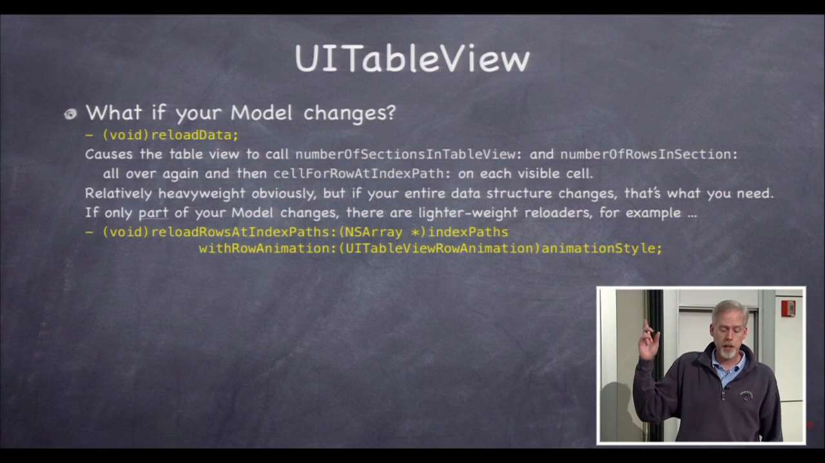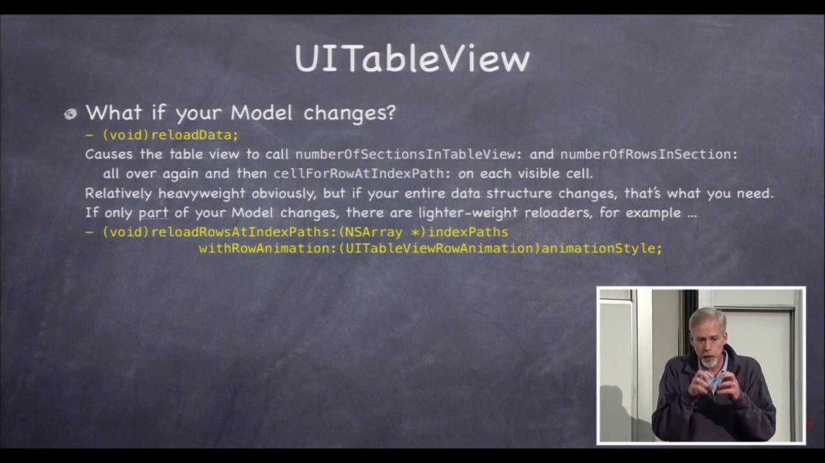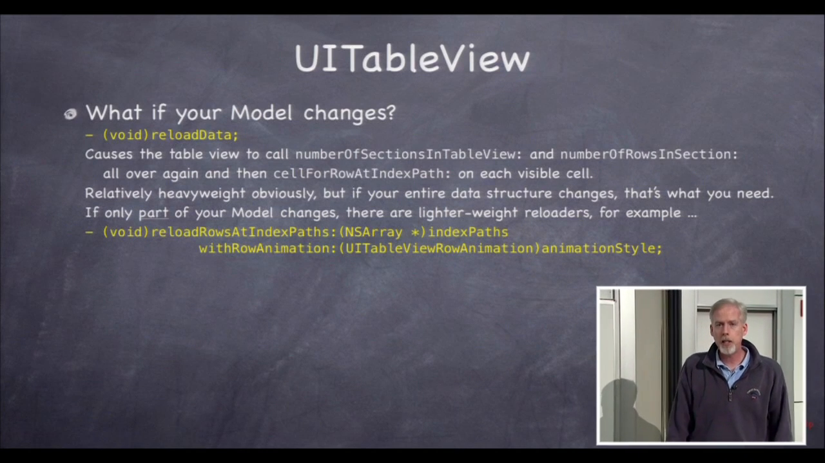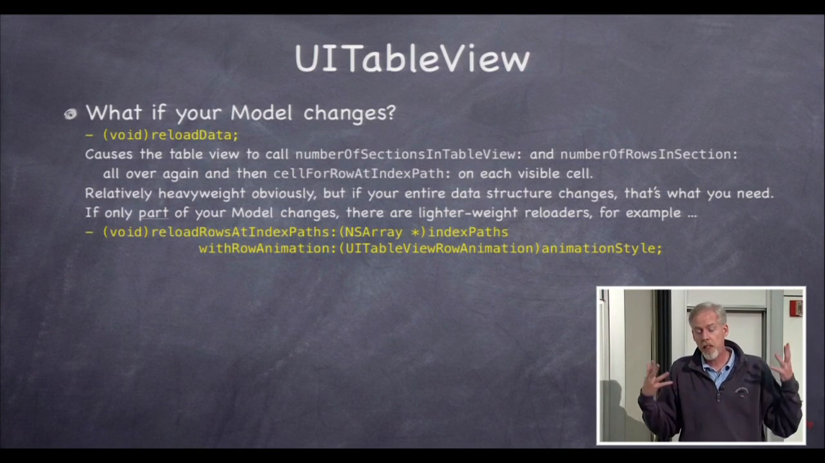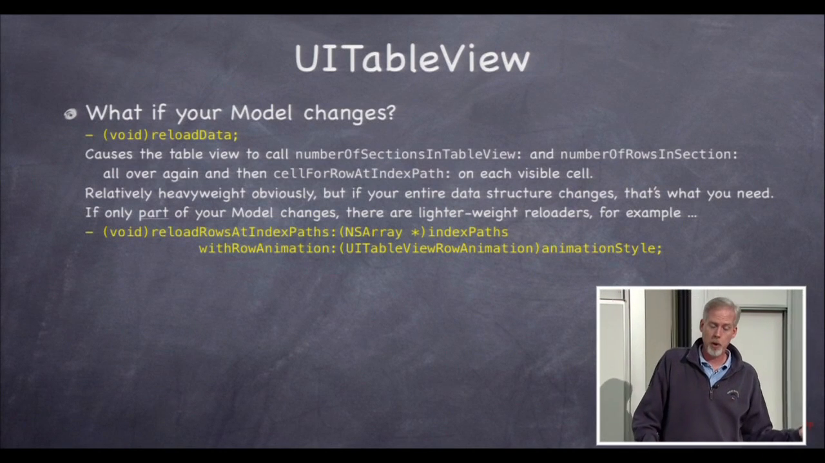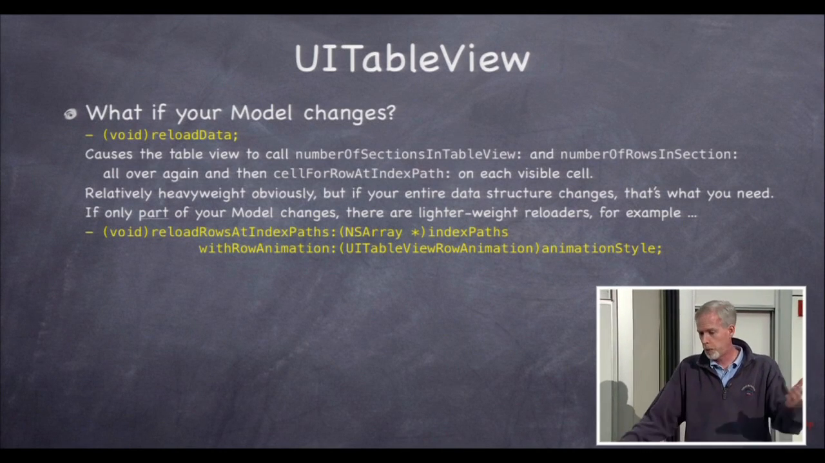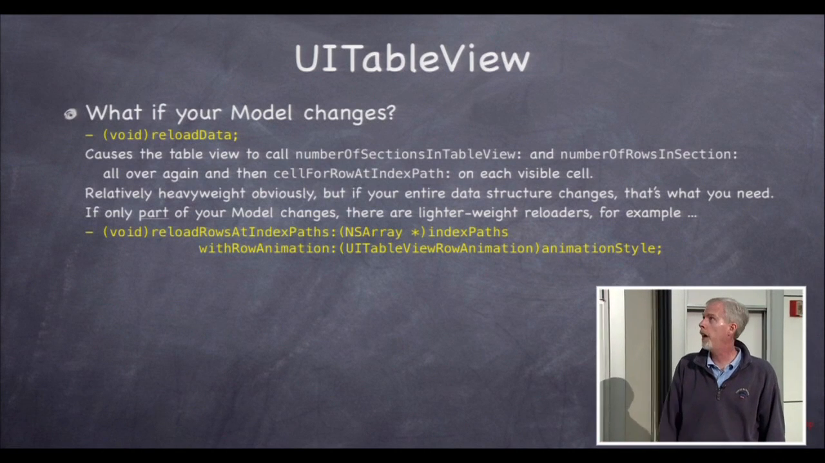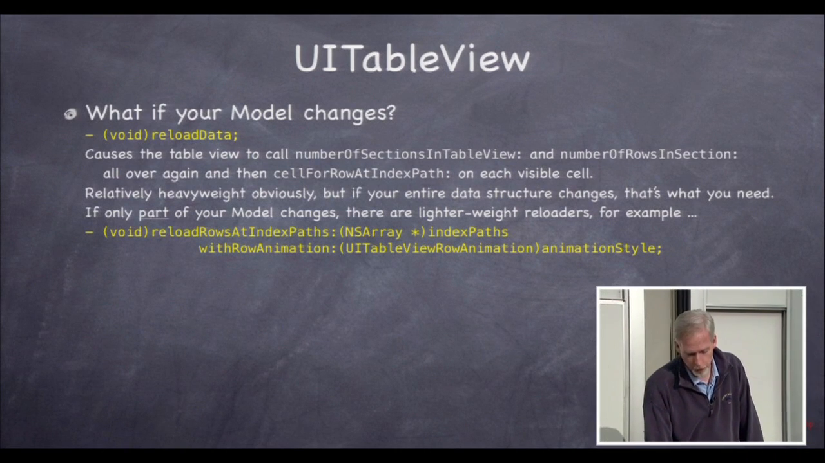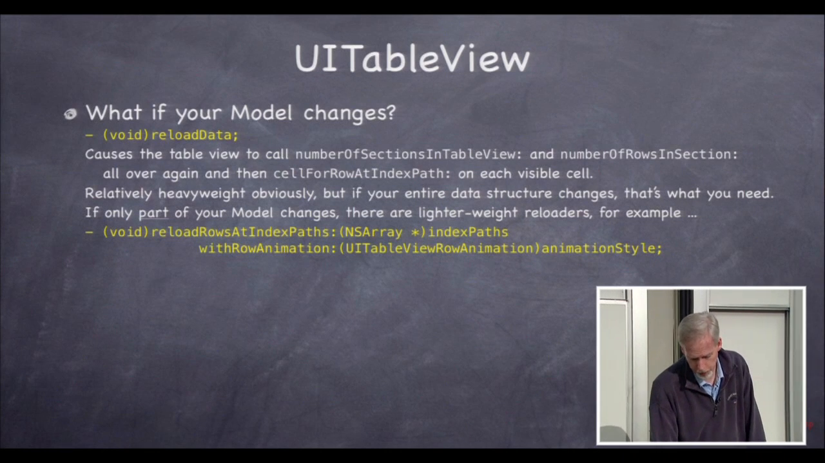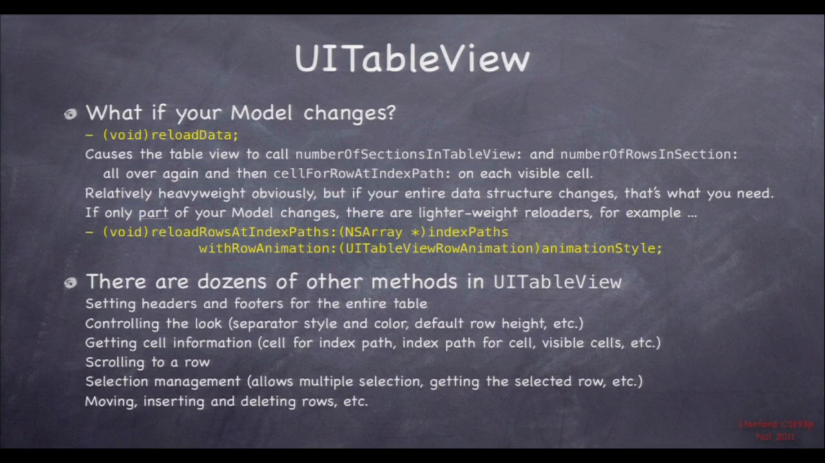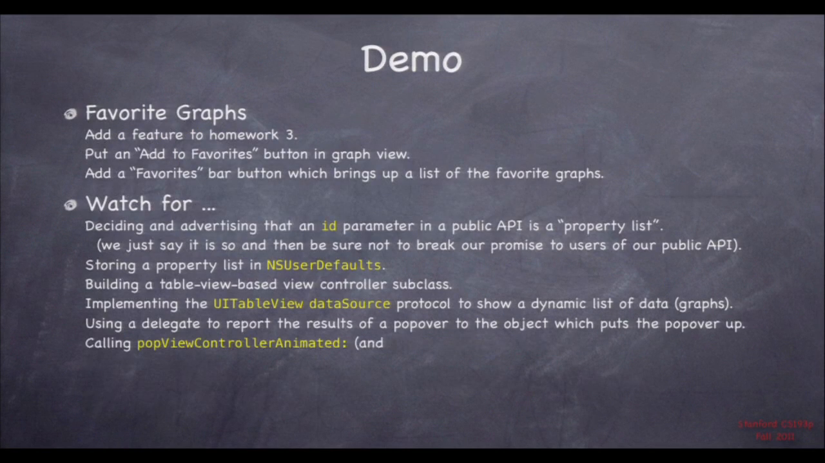And you can call these other reload row at index path to kind of reload just parts of your UI. But you know, if you have a fairly small model, it's not that much work to say how many sections there are and how many rows in each section, and then you provide the cell for the first 8 or 9 visible cells. So reload data, you might well need that in your homework. There again, dozens of other methods in the delegate as well. I listed a whole bunch of what things you can do, scrolling to certain rows, getting information about cells, all kinds of cool stuff.